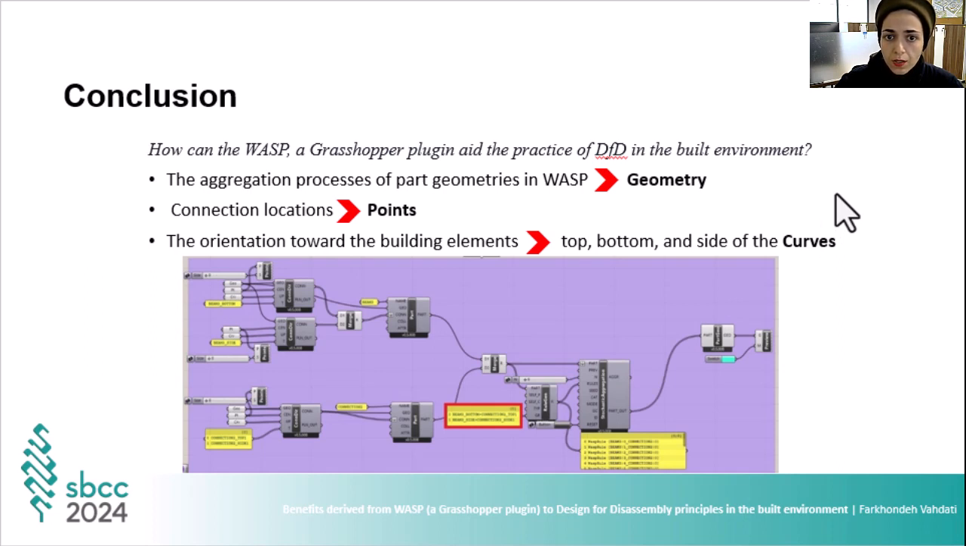This study attempts to answer the research question, how can WASP, a Grasshopper plugin, aid the practice of DFD in the built environment? Since the rule is generated, all possible connections are considered, not necessarily the controlled ones. However, in this paper, they are more controlled according to the roof structure, and the rule is defined for each section.